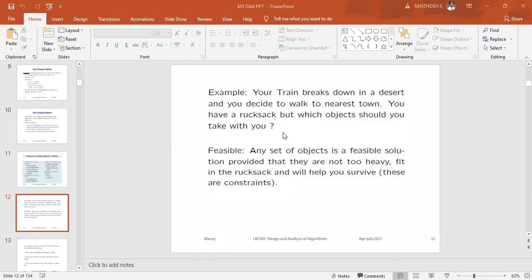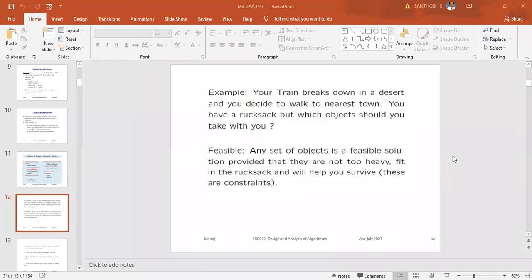Okay, have you understood this particular example? Somewhere you are traveling from one place to another. Your train breaks down in the desert. If the train breaks down in the desert, you have a sack, but which objects should you take with you? Understand what I'm telling.